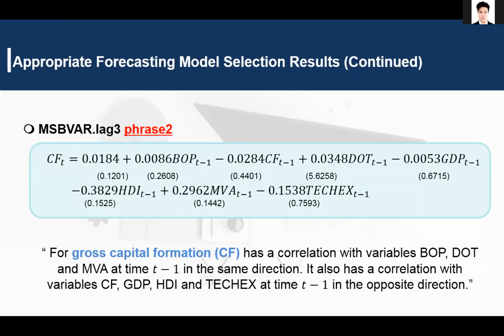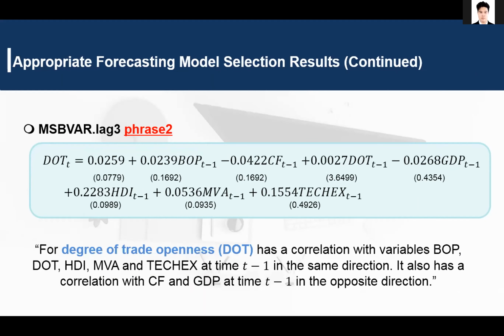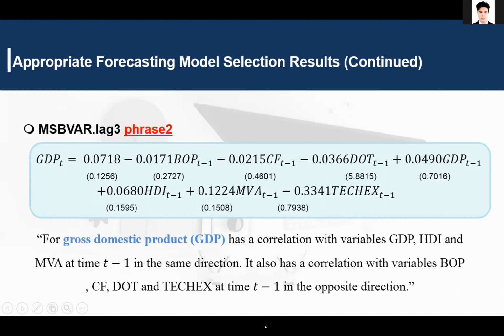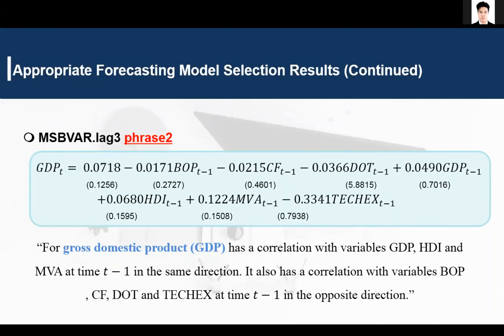Gross capital formation has a positive effect on balance of payment and manufacturing value add, and degree of trade openness has a positive effect on human development index, manufacturing value add, and technology export. Gross domestic product, or GDP, has a positive effect on human development index and manufacturing value add.